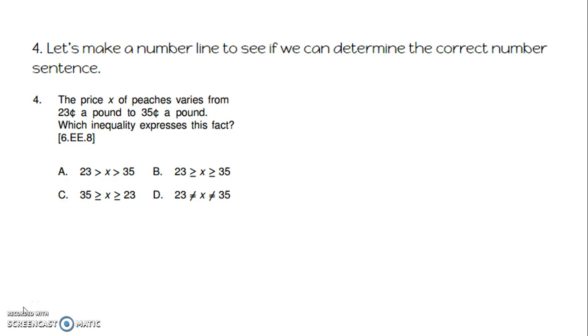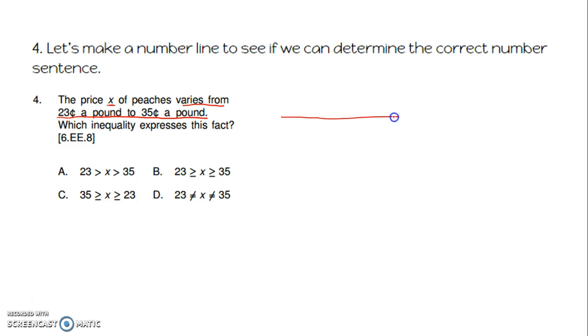This video is to help you with number 4 on CR Helper number 29. The hint that Mrs. Connor gives you says, let's make a number line to see if we can determine the correct number sentence. It says the price X of a peach varies from 23 cents a pound to 35 cents a pound. So they're telling you X, the price of the peach, varies from a low of 23 cents a pound to a high of 35 cents a pound.